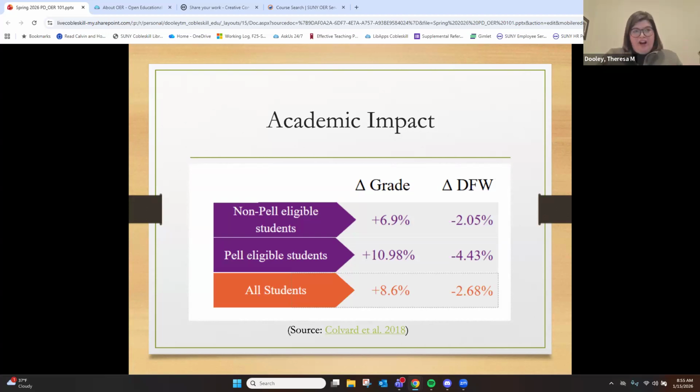But we see an even bigger impact on how it affects Pell eligible students. All right. So these students that are coming from low income, marginalized backgrounds, they're the ones who especially benefit from these types of open resources. And I'm highlighting this here because this really represents the students we have here at SUNY Cobleskill. Paying attention to these financial needs and the cost of course materials is going to have an impact on their academic outcomes. We have the data.